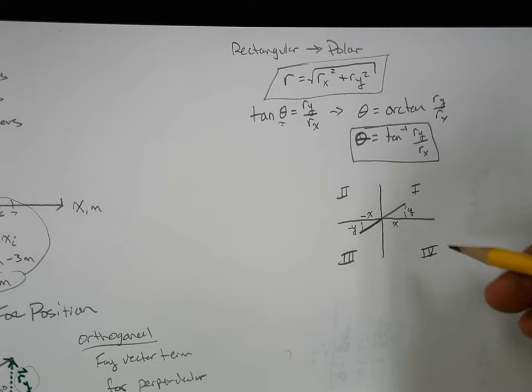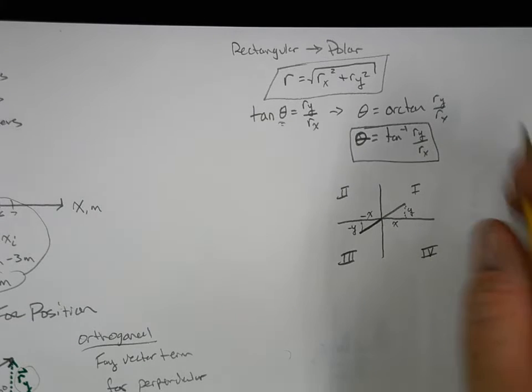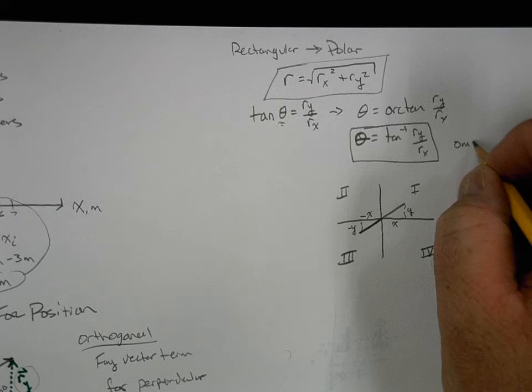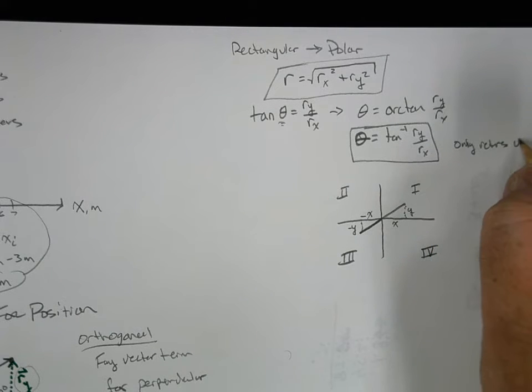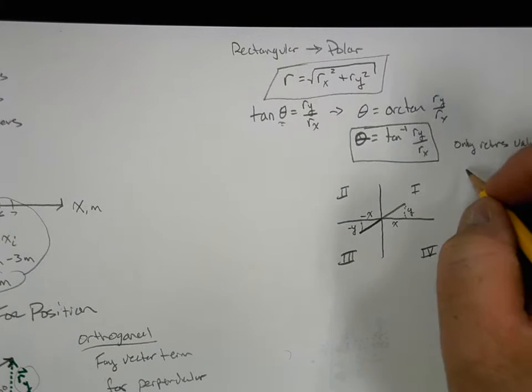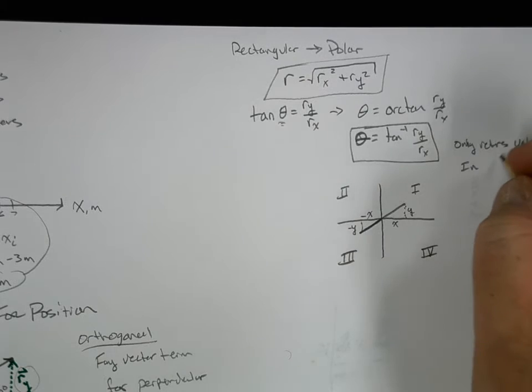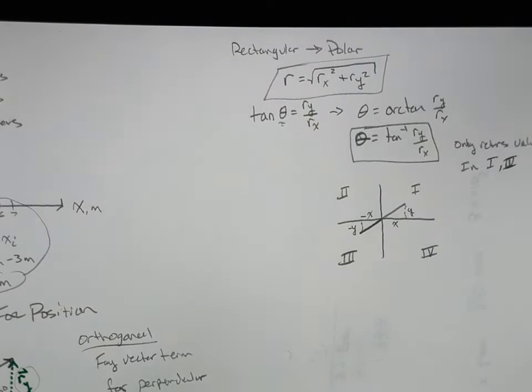In fact, arctan only returns values in quadrants 1 and 4. Okay, it doesn't return them for any other quadrant.